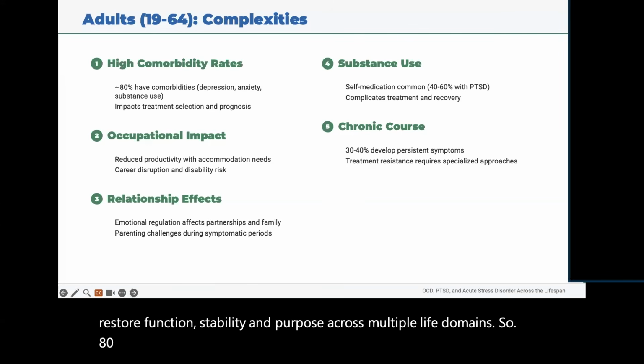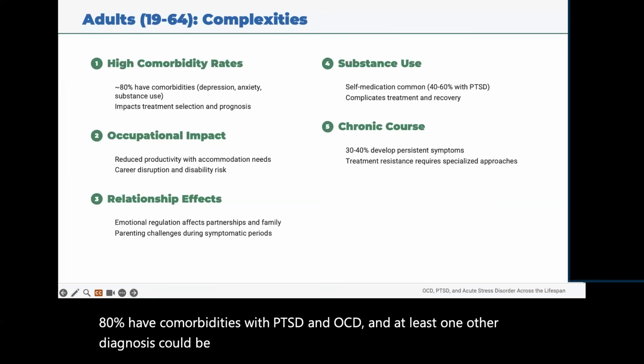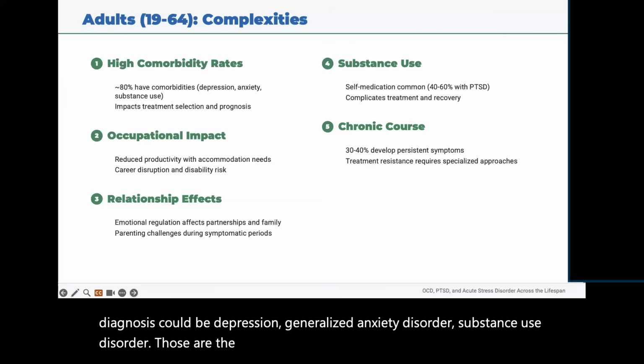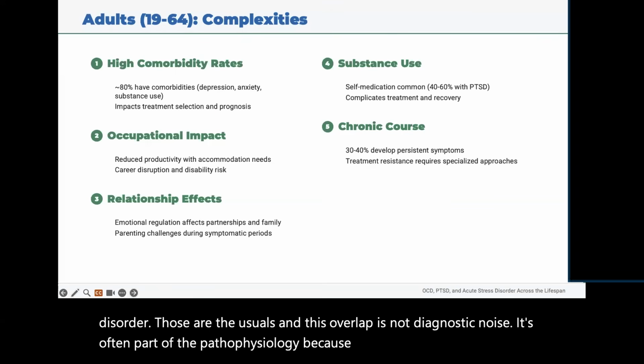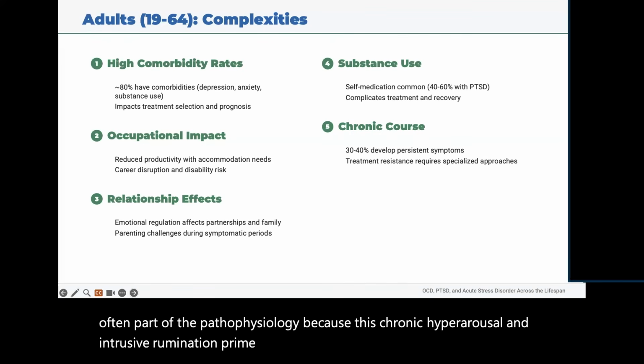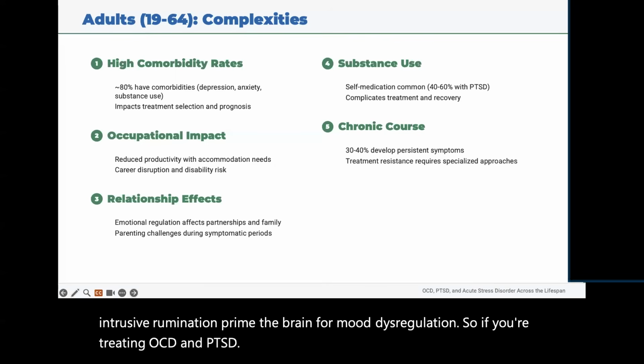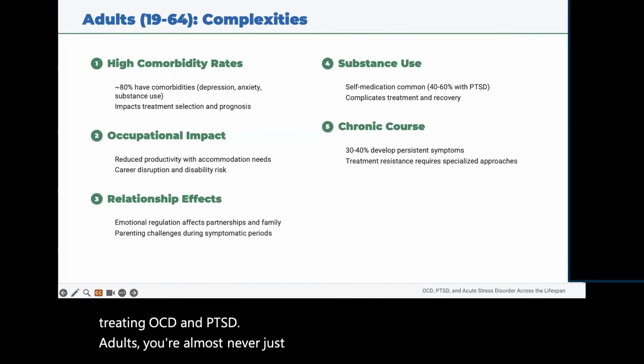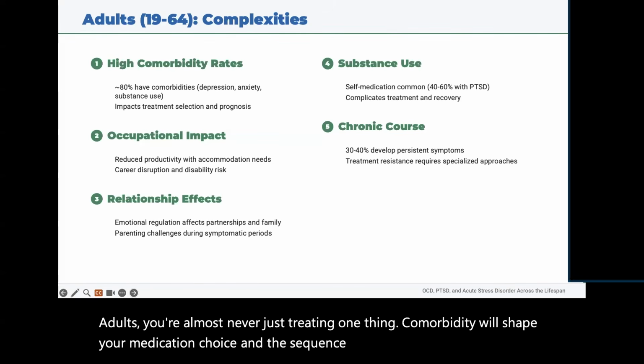80% have comorbidities with PTSD and OCD, and at least one other diagnosis. Could be depression, generalized anxiety disorder, substance use disorder. Those are the usuals. And this overlap is not diagnostic noise. It's often part of the pathophysiology because this chronic hyperarousal and intrusive rumination prime the brain for mood dysregulation. So if you're treating OCD and PTSD in adults, you're almost never just treating one thing. Comorbidity will shape your medication choice and the sequence of therapy and progress.